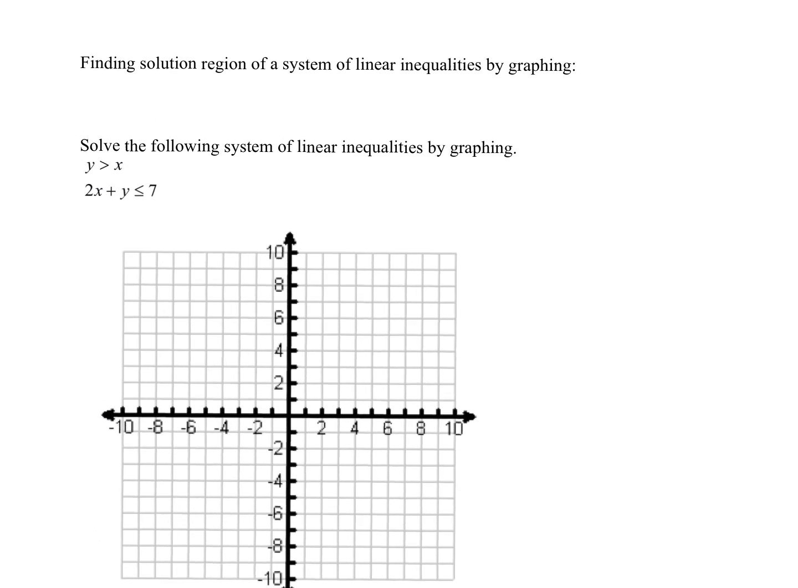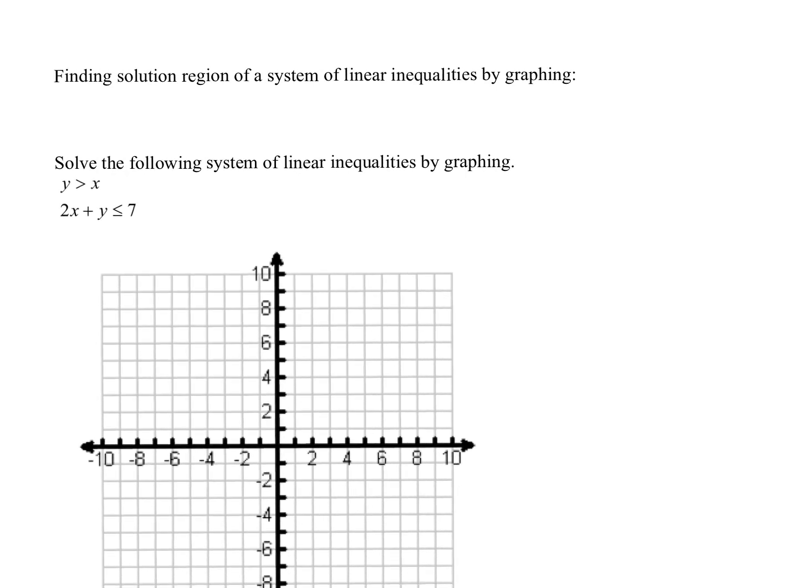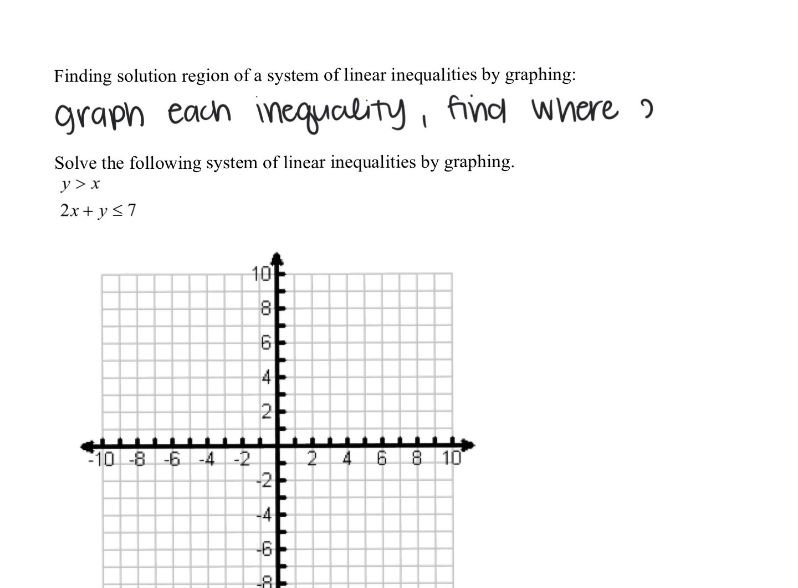So let's look at finding the solution region by graphing. Like I said before, you're going to graph each inequality and then find where they overlap. The easiest way to do this is to denote a color for each of your lines, just so it's a little bit easier to know which one you're looking at.